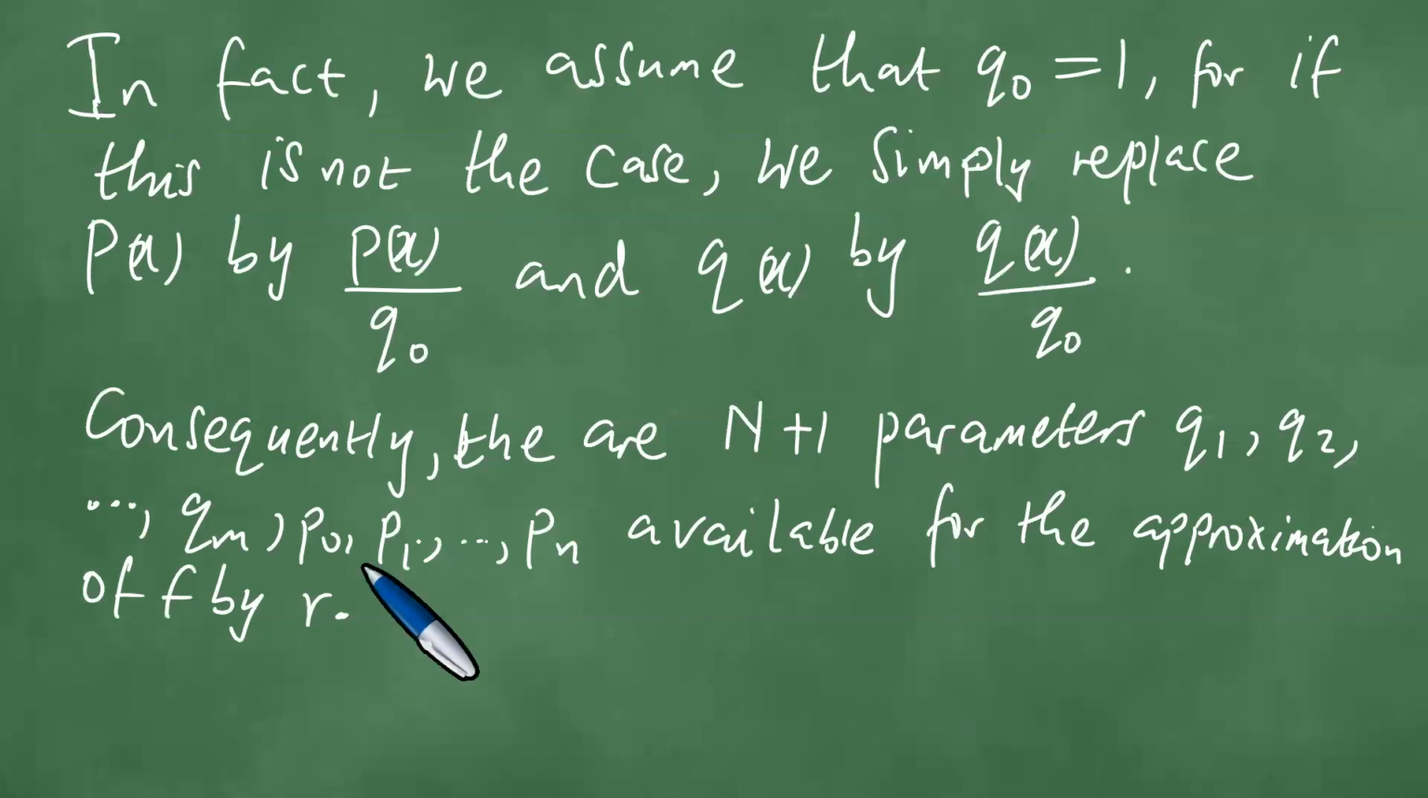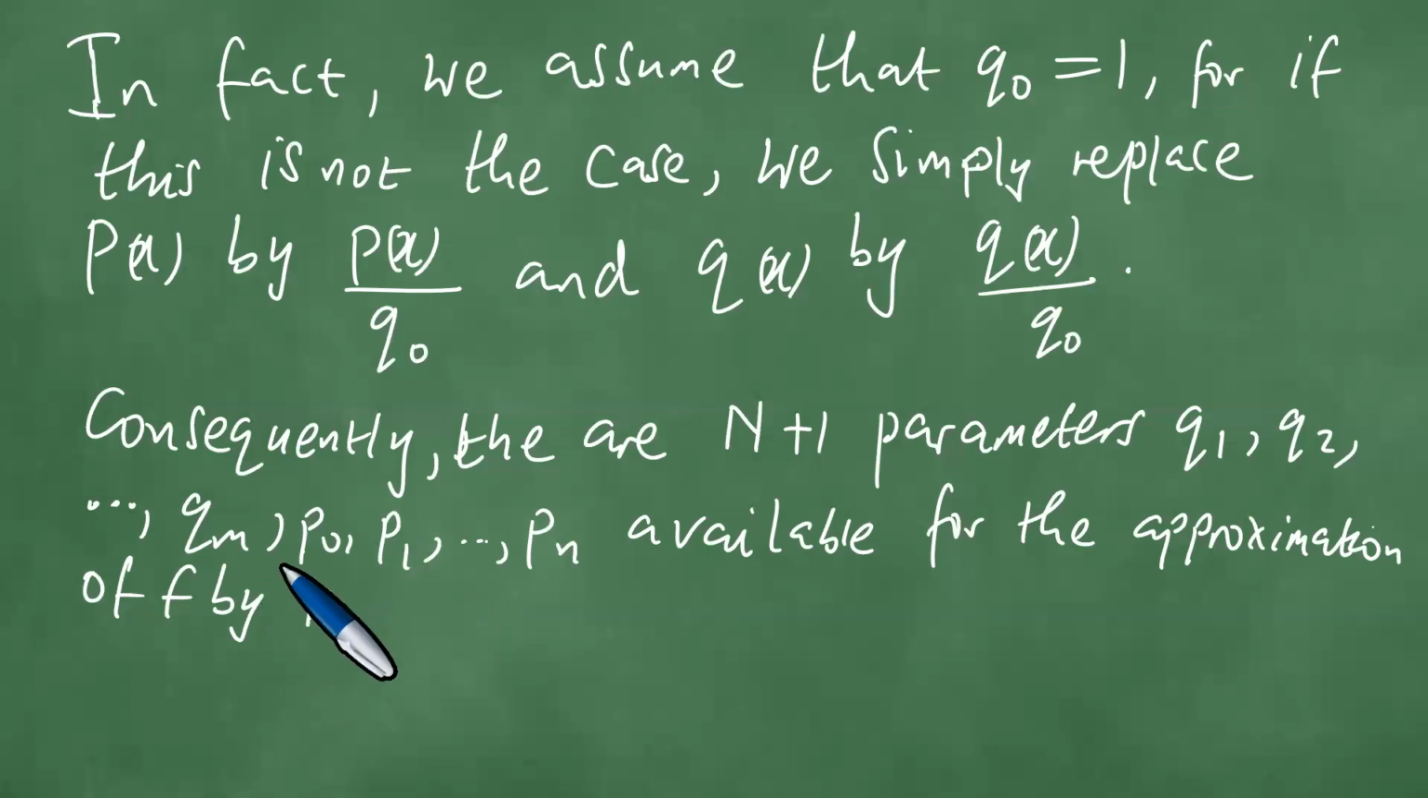Consequently, there are n plus m parameters, namely q1, q2, up to qm, and p naught, p1, up to pn, available for the approximation of f by r. We shall understand what this means. As a consequence, you have these parameters, q1 up to qm and p naught up to pn, available for the approximation of f by r.